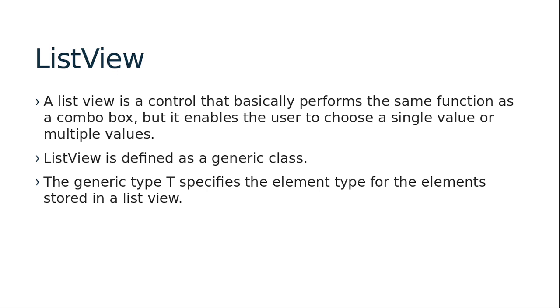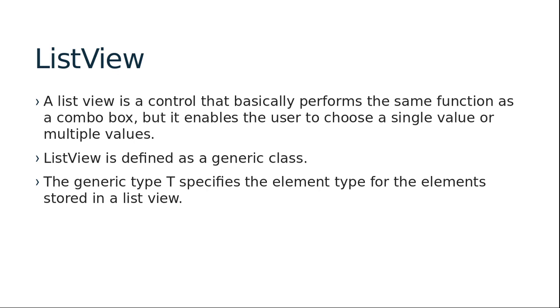In your combo box you have multiple options, but the user was limited to select one item only. Whereas list view allows the user to select either one or multiple items. So list view is nothing but giving options to the user and allowing the user to select either one or multiple items from that list.